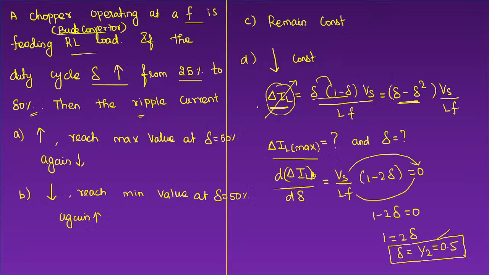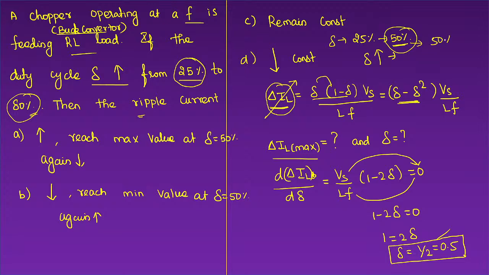So when the value of delta becomes greater than 0.5, the value of current is continuously decreasing. Now if you observe your question, they are talking about 25 percent to 80 percent. We can write this statement like this: when the value of delta is increasing from 25 percent to 50 percent, the maximum ripple current is continuously increasing and achieves its maximum value when delta becomes 50 percent. Further, if you increase the value of delta above 50 percent, from 50 percent to 80 percent, the ripple current again starts decreasing.